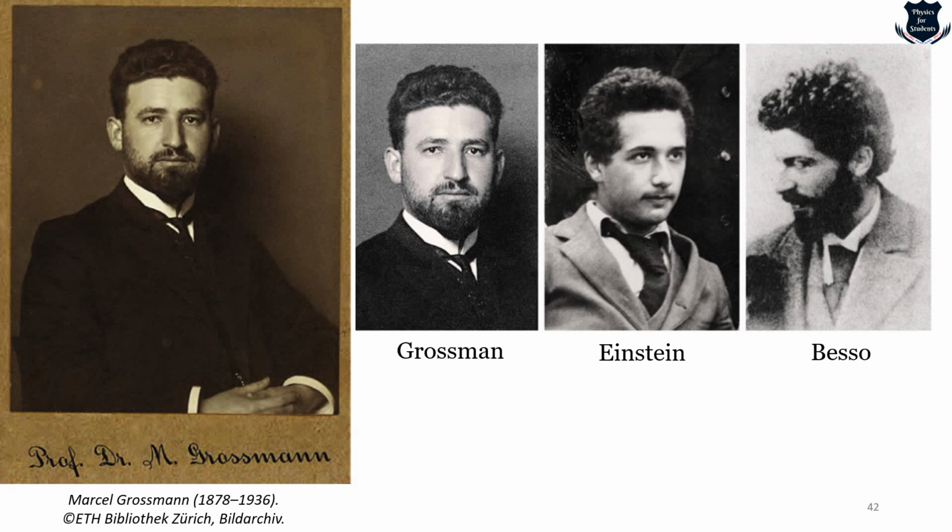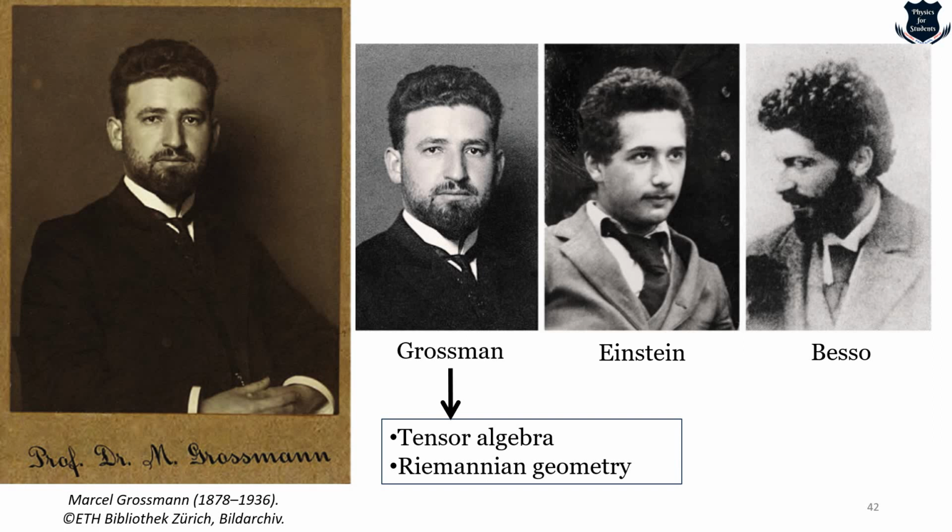Now it was Grossman who actually helped Einstein with the geometry and the concept of tensor algebra. He needed to formalize the theory. He asked Grossman to search for the literature and look for existing appropriate geometry to tackle such questions.